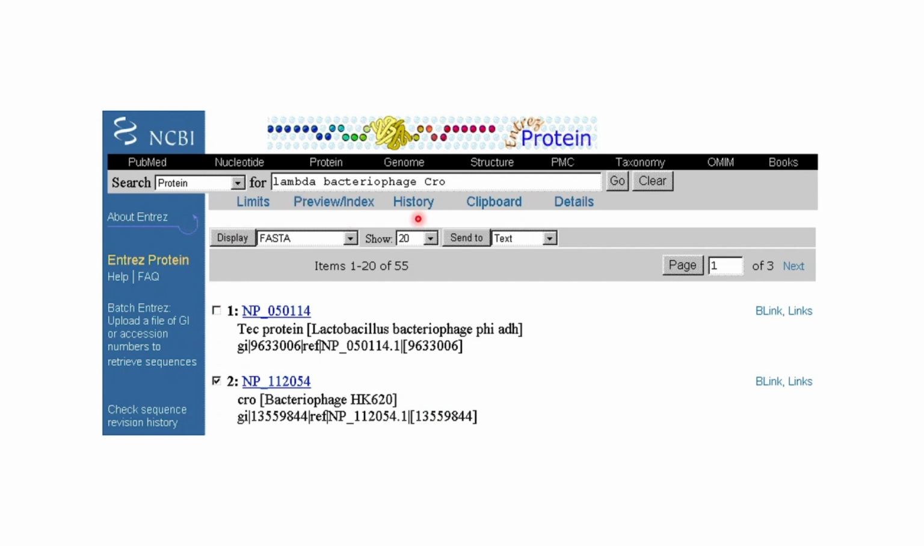So GenBank is a database of genetic sequence data maintained by the National Center for Biotechnology Information, or the NCBI.